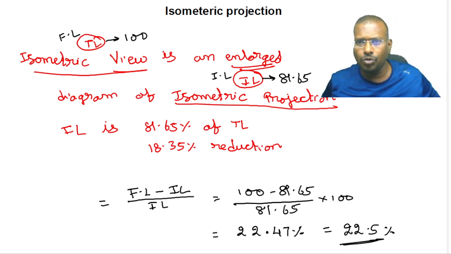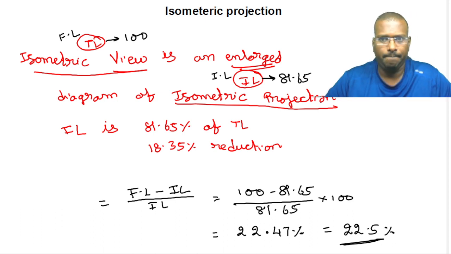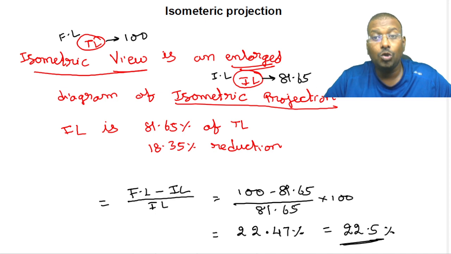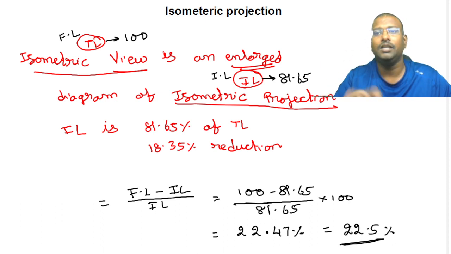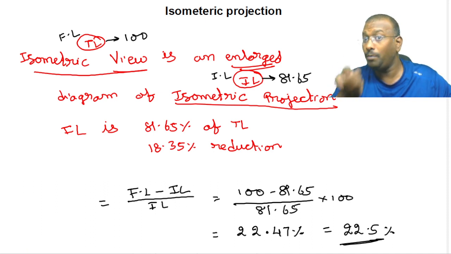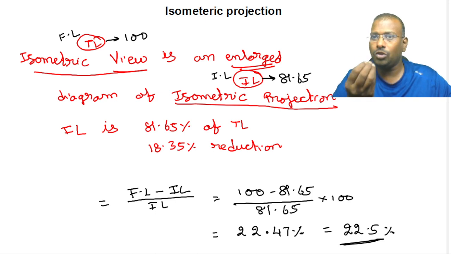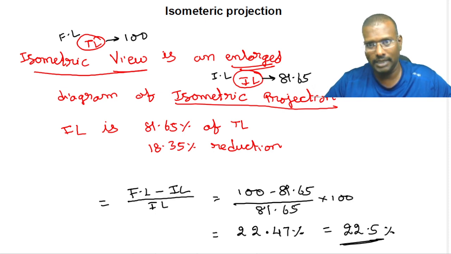Most of the students will be confused here. Isometric view is an enlarged object of isometric projection. But how much it is enlarged? 22.5%. It is not 18.35%. 18.35% is the reduction of true length in isometric projection. In isometric projection, true length is reduced by 18.35%. But isometric view is isometric projection enlarged by 22.5%. This is important. All of you should remember this conceptually.